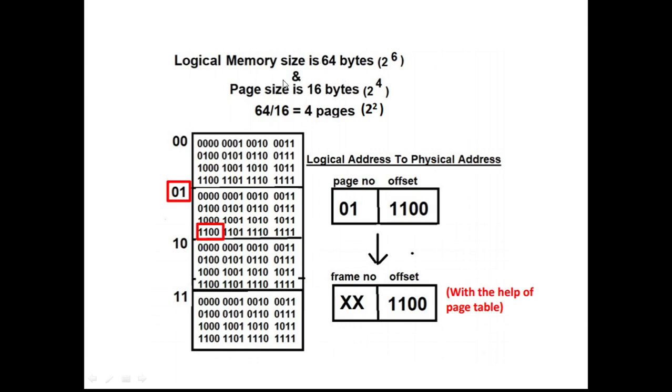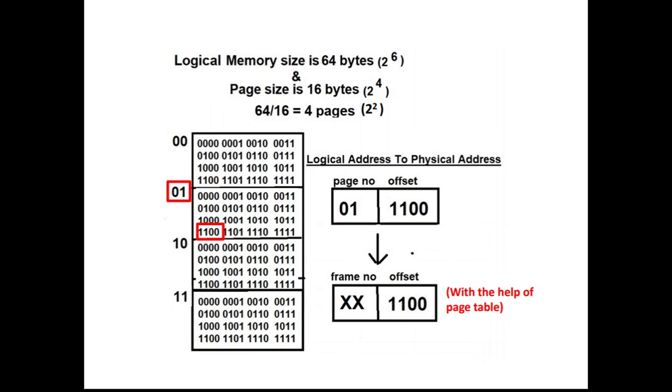So this is an example. Assume that the logical memory size is 64 bytes. What do we mean by logical memory? Logical memory is the collection of pages pertaining to all the processes that are currently running in the system. So if there are 10 processes currently running, and each process comprises 5 pages, then in total we have 50 pages in the logical address space. So the logical address space is just a collection of all the pages pertaining to the processes that are currently running.